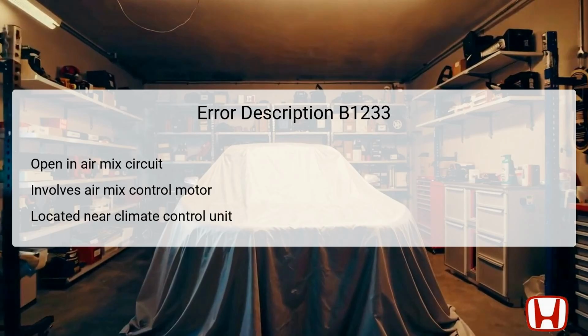A circuit open means that there's a disruption in the wiring, which causes the climate control unit to register an error state. If the voltage input from this motor is beyond specified levels, it becomes necessary to inspect both the motor and all related wiring for any faults.